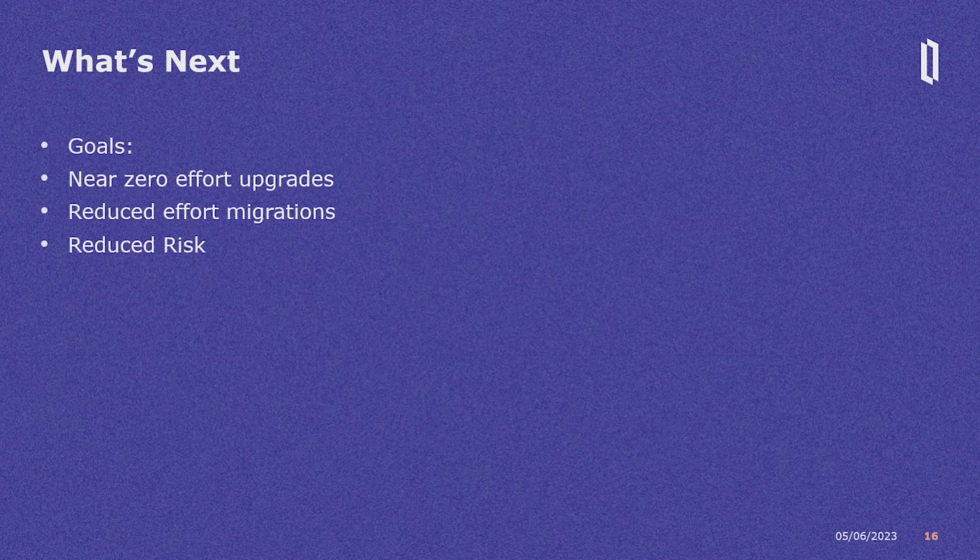So what's next? Our goals are near zero effort upgrades. We really should be able to get there. Reduced effort migrations, those will never be zero effort because you just don't know what you've got. So we want to make it as reduced an effort as possible, and obviously reduce risk. My gray hair gives it away, but I was doing this 30 years ago, and we just didn't have the tools, and you would spend so much time and you still wouldn't find it all. With this process, you should be able to let the machine do it for you.